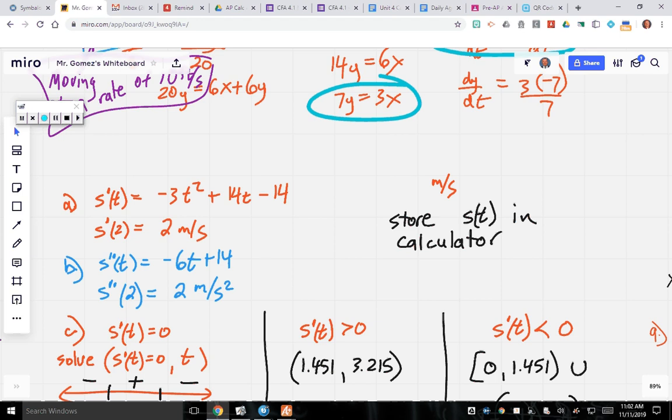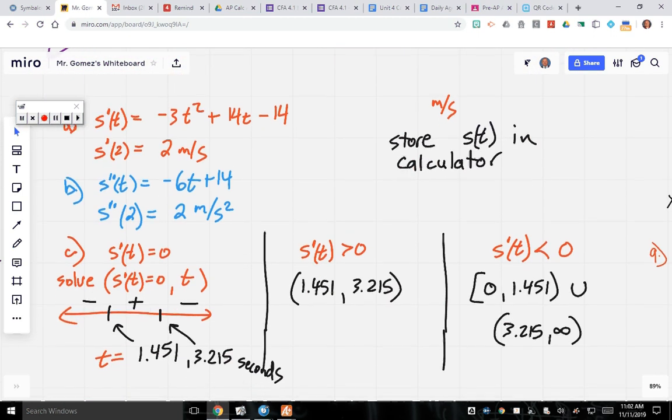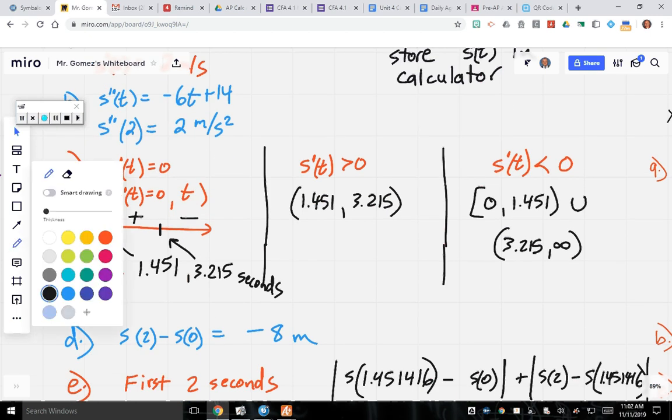2 meters per second, you see the equation. You see that I stored the function as s of t. Scroll down. Part B, you see that it's 2 meters per second squared. And then part C, what we're talking about right now, if you could scroll down even more, I need to find what are the directions of this piece.